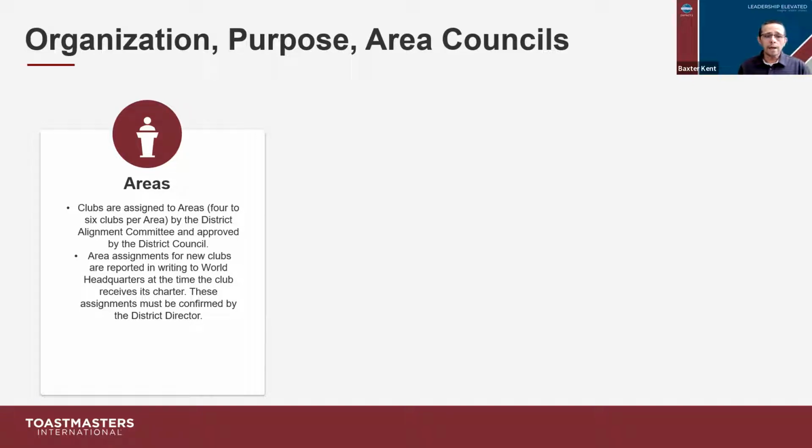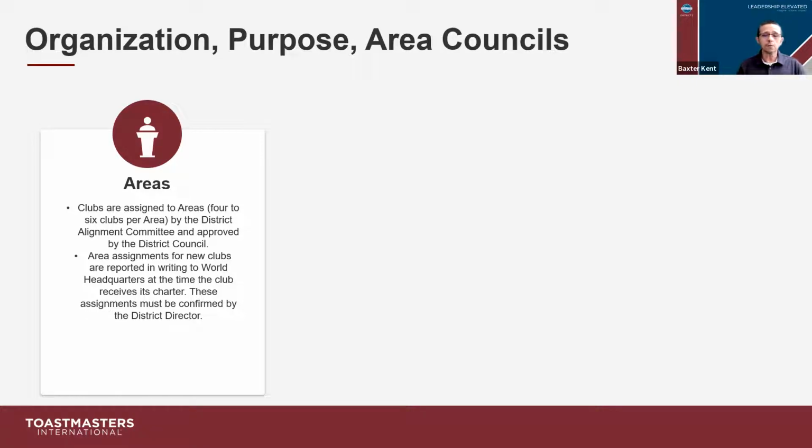But what the alignment committee does is they take a look and say, okay, this club really belongs with Division C because it's in the downtown Seattle area, even though it may have been put in Division F, which is Far East Side. Once the alignment committee has moved things around so that they fit better, then it gets put in front of the district council. And the district council is made up of all the area directors, all the division directors, all the district leaders, and club presidents and vice presidents. And they approve it at the business meeting.